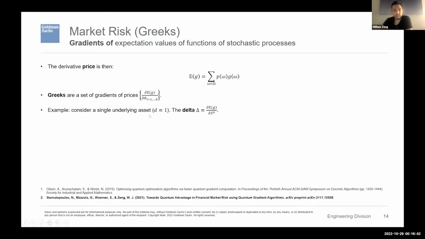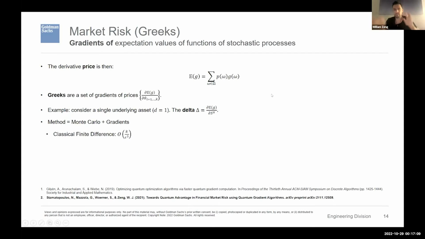So an example is something called the delta, which for a single underlying stock is the rate at which the price of the derivative contract changes in the underlying price. So if the price of Apple stock goes up by some amount, how does the price of the derivative on top of that change? So in this case, we've got a k-dimensional gradient. So how would you do this?